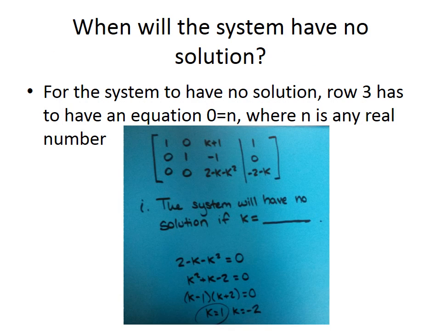Now that we're done row reducing the matrix, we have to determine when the system will have no solution. It'll have no solution when row 3 has an equation of 0 equals n, n being any real number. So I solved 2 minus k squared is equal to 0, and you get k equals 1 and k equals -2. When you substitute k equals 1 into the elements with k, you get 0 on the left-hand side and -3 on the right-hand side. So this satisfies the system having no solution when k equals 1.